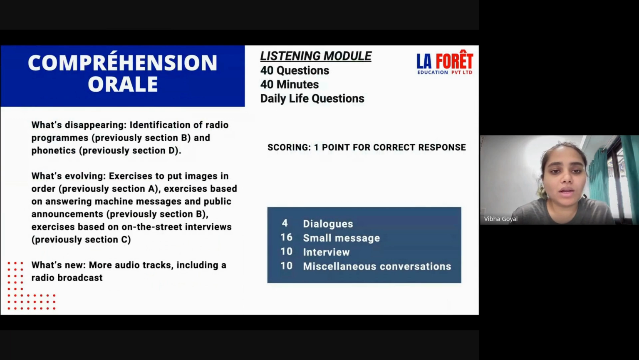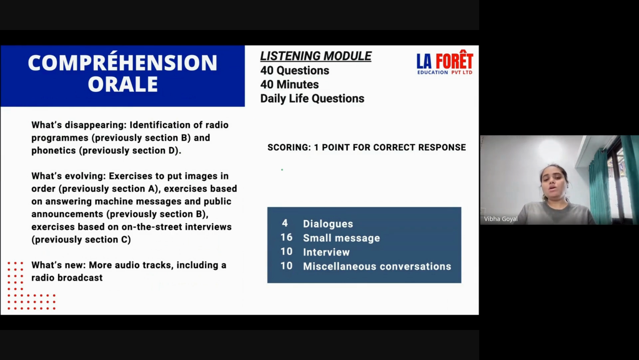Looking at compréhension de l'oral, 40 questions, 40 minutes. These are the types of questions that we will have. 4 questions are dialogue based, 16 questions are small messages, 10 questions related to an interview, and the last 10 questions are miscellaneous conversations. Each correct response will give you 1 point, and there are no negative markings. In both the exams, in fact, there are no negative markings.